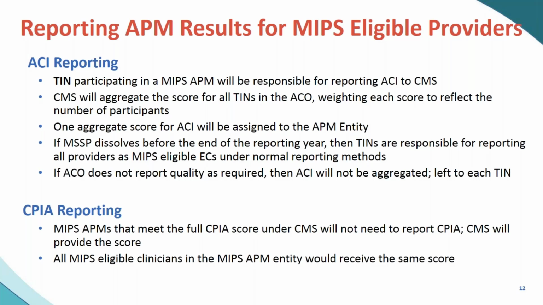What CMS is going to do is every TIN in that ACO reports up the ACI. CMS is going to internally aggregate, so whether you have one TIN or you have 100 TINs participating in your ACO, CMS is going to take the score that was sent to them for that TIN, and they're going to aggregate them across all of them and determine exactly what the ACI score is for that ACO.